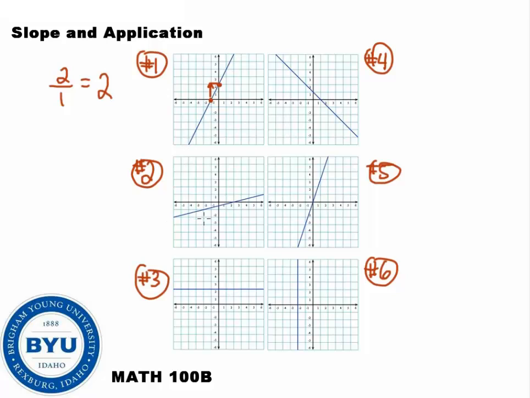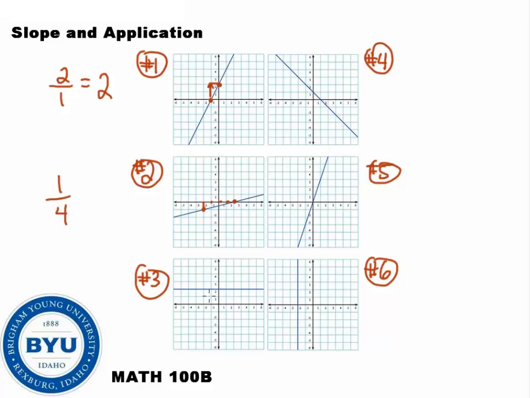Good. Let's pick out another point here. It looks like it crosses right here, and it crosses right here. So this is rise 1, and run 1, 2, 3, 4. So the slope of that one is 1/4.